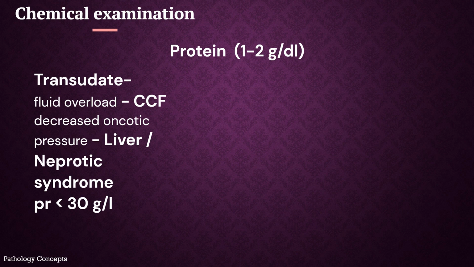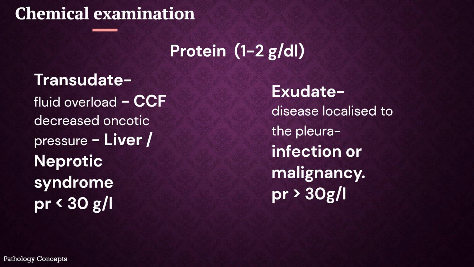Protein is less than 30 gram per liter in transudate. An exudative effusion is caused by disease localized to the pleura. The leakage of fluid is due to increased capillary permeability triggered by an insult such as infection or malignancy. Here protein is more than 30 gram per liter.